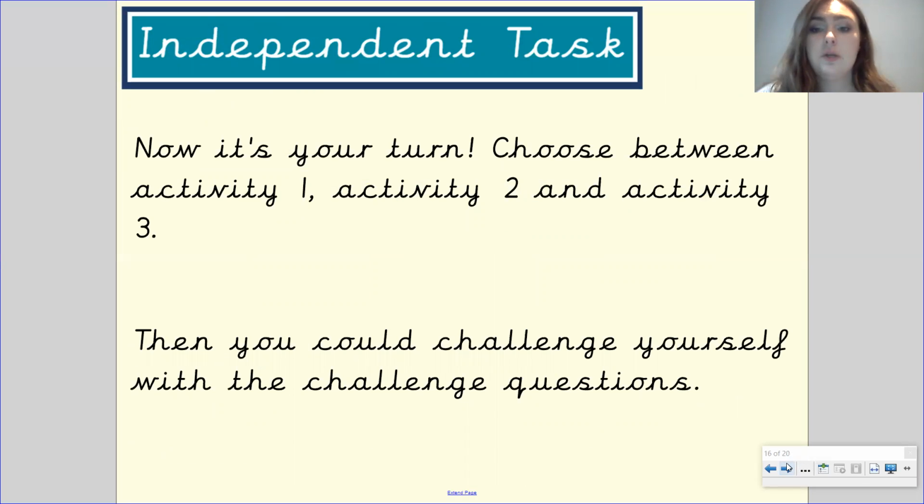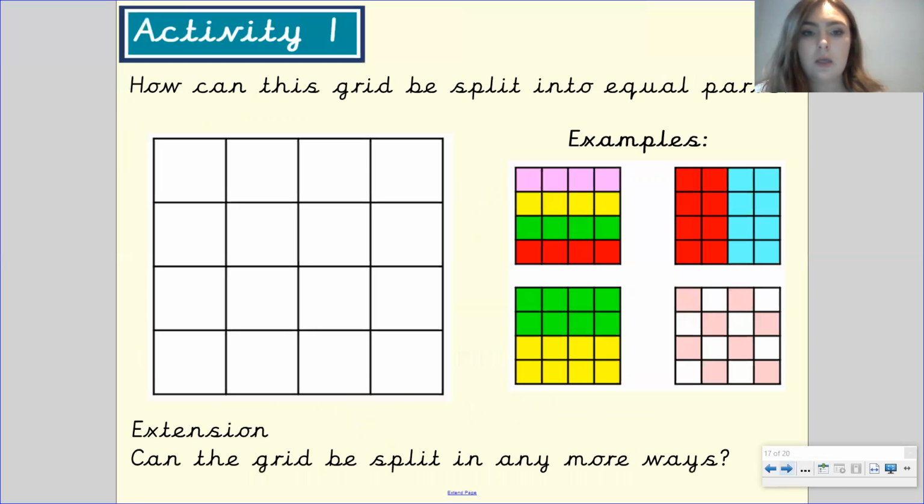Okay, now it's your turn. You need to choose between activity 1, 2, or 3, and then you can challenge yourself further with the challenge questions. So this is activity number 1. How can this grid be split into equal parts? So here are some examples of how it could be split into equal parts. Now what you need to do is draw the grid out. It's 4 by 4 squares and split it into equal parts. As an extension, can the grid be split in any more ways? So you need to draw it out and then you can colour it in equal parts. So pause the video if you are going to be completing activity number 1.